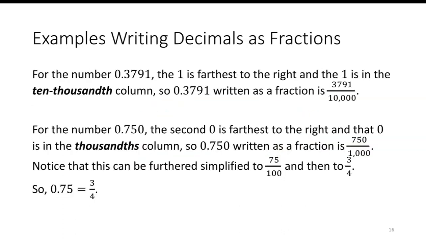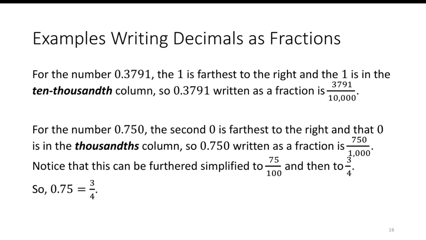For the number 0.3791, the 1 is farthest to the right, and the 1 is in the 10,000ths column. So 0.3791, written as a fraction, is 3,791 10,000ths. For the number 0.750, the 0 is farthest to the right, and that 0 is in the thousandths column. So 0.750 is, as a fraction, 750 over 1,000.